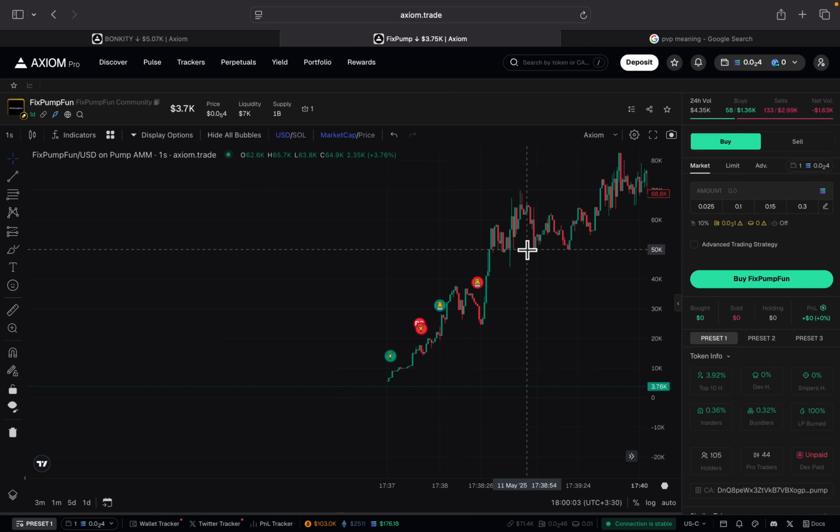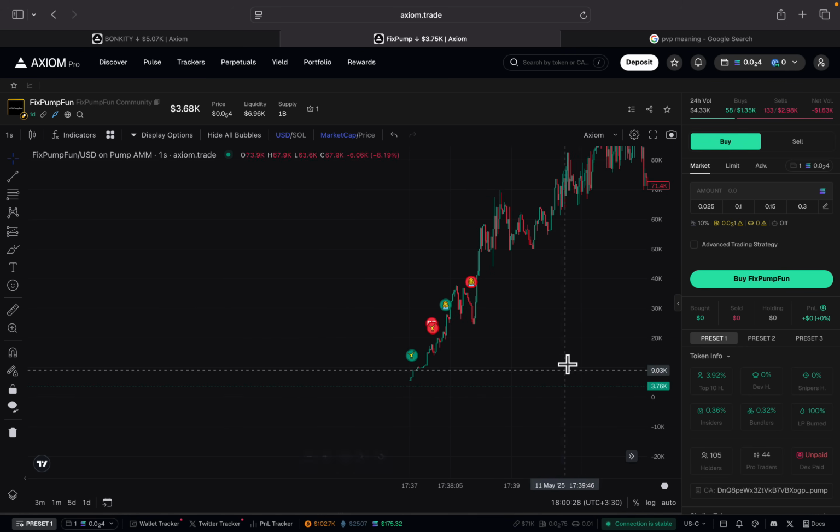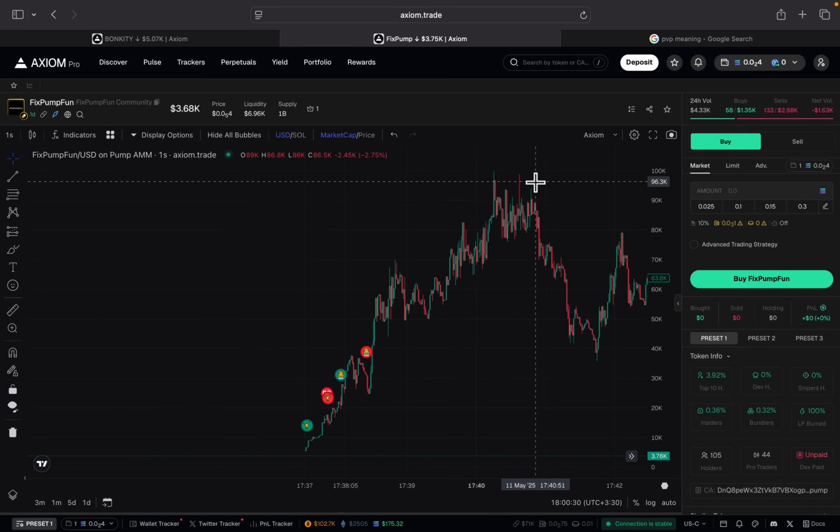So a lot of times when a KOL sells his bag, this is great news rather than negative. If you're following Casino on Twitter, you've probably seen that he's always complaining about some cabals that are waiting for Casino to sell to pump the token. They usually accumulate the token as soon as he sells his bag. This is the meaning of PvP. You can see this token pumped so hard, it reached $96,000 market cap.